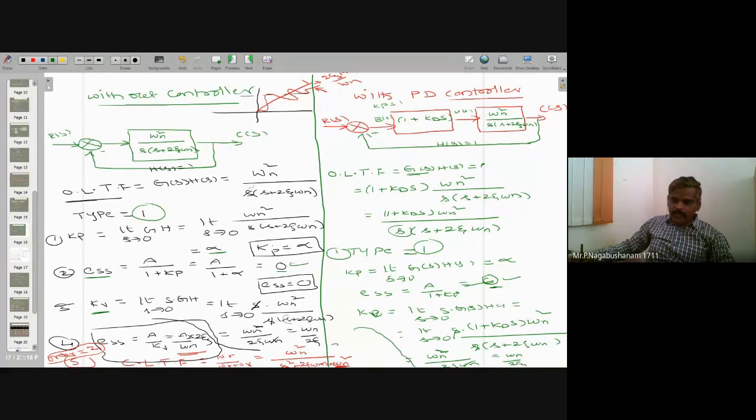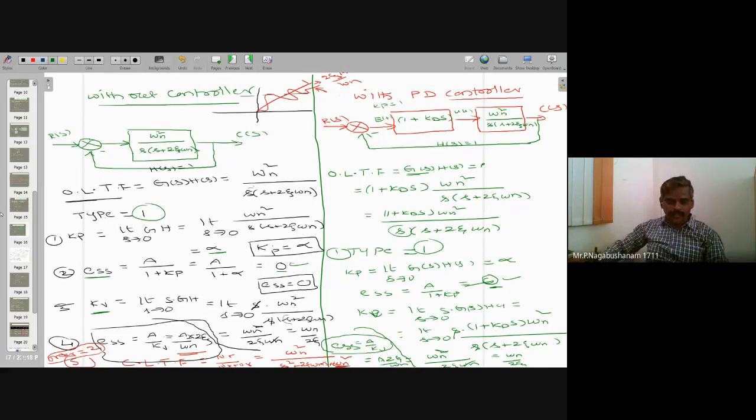Then what about the error? Steady state error is A by Kv, that equals A times 2 zeta divided by omega n. Check it out, A 2 zeta by omega n, A 2 zeta by omega n. Yes, steady state error is not changing. That is a 1 mark. If you introduce a PD controller in a standard second order system, it will not change the steady state error.